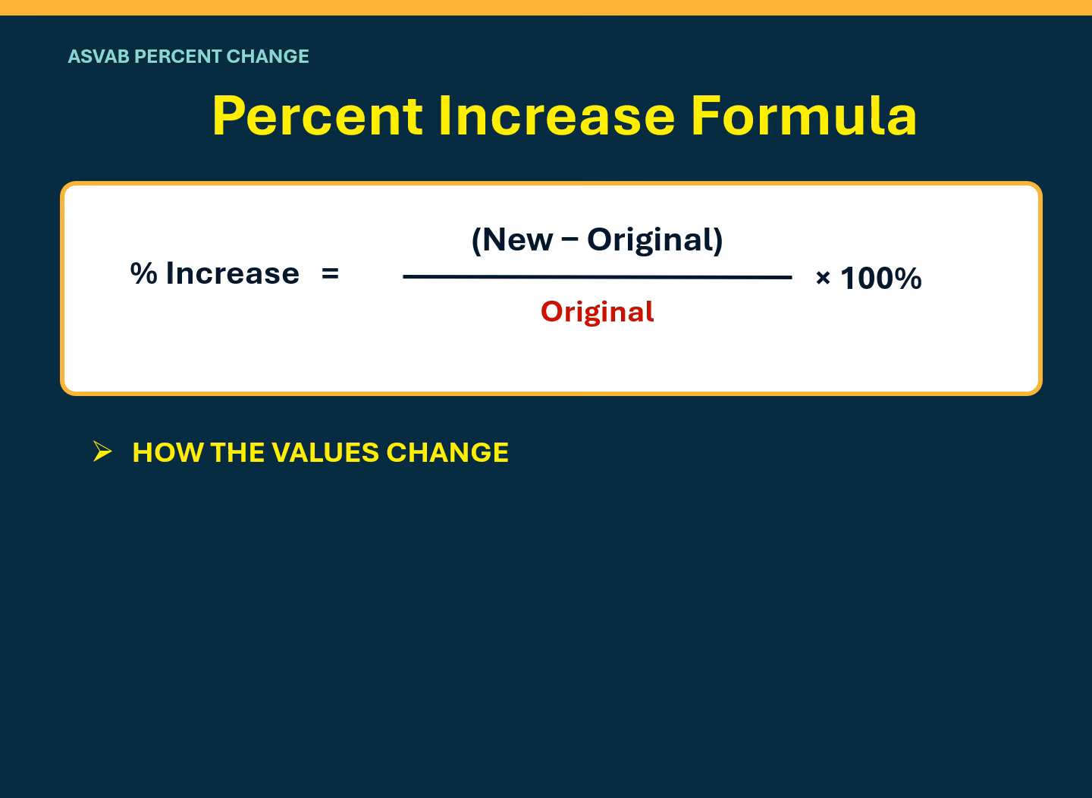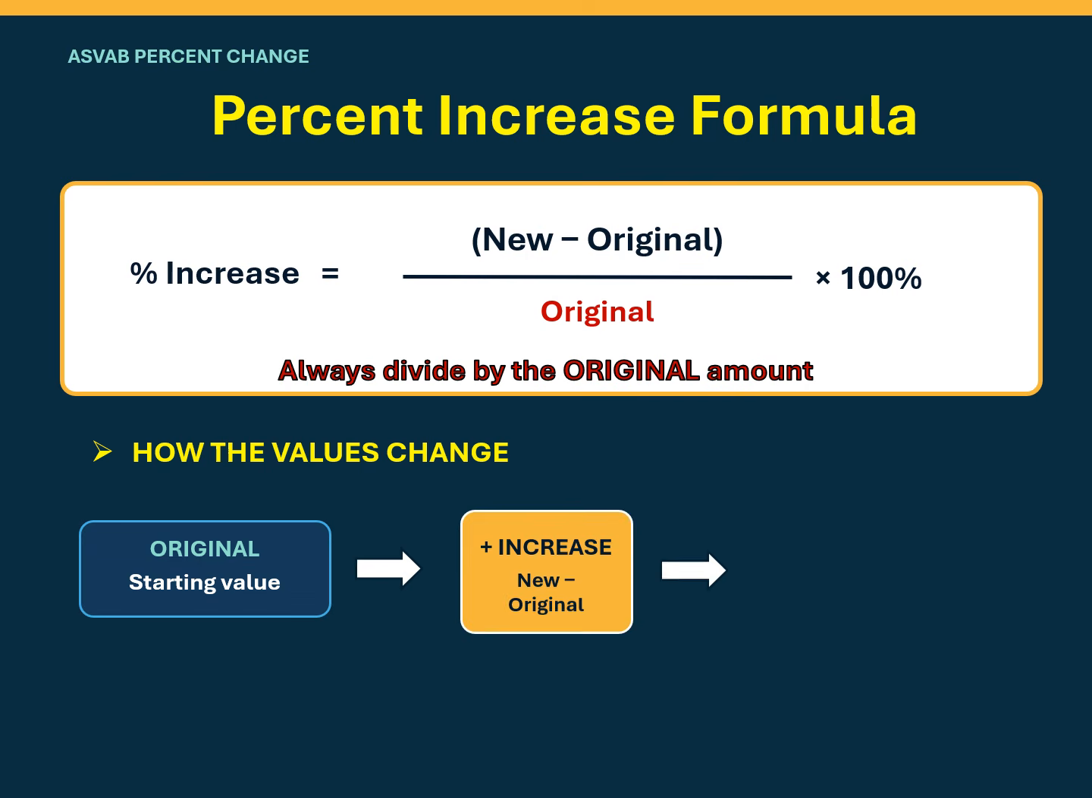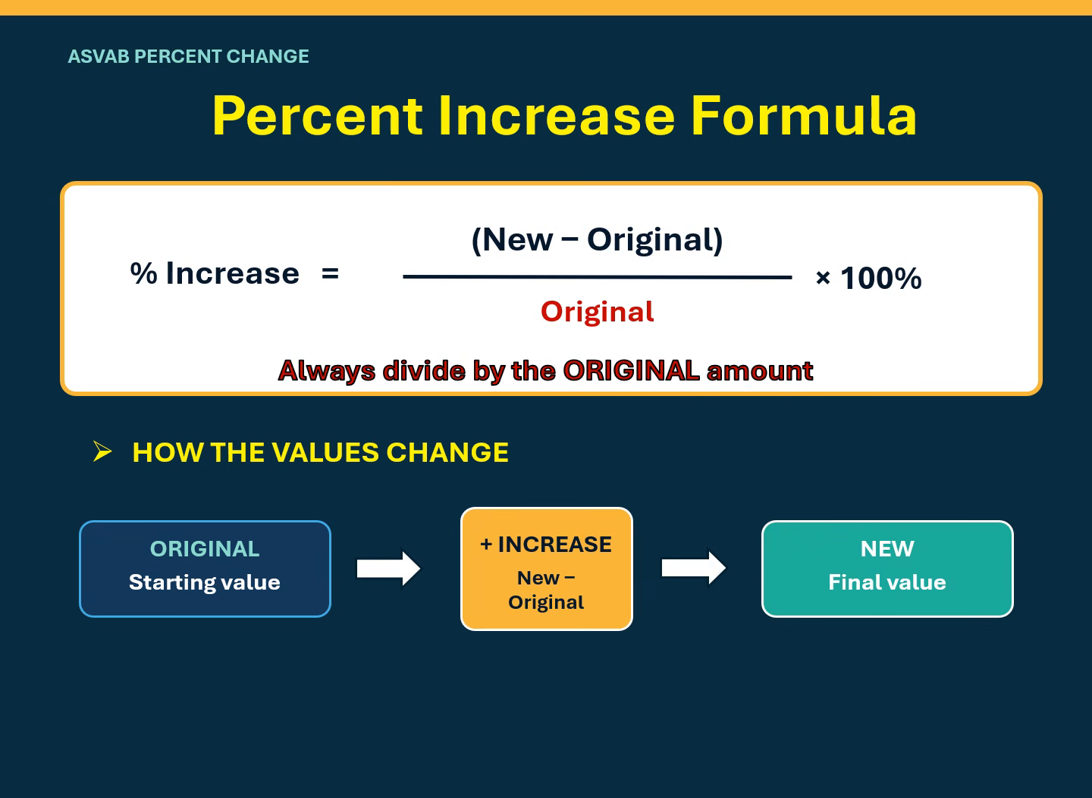Next today, percent increase formula. We take the new amount minus the original amount, divided by the original, multiplied by 100%. And we keep this formula for percent decrease as well. The structure is the same.